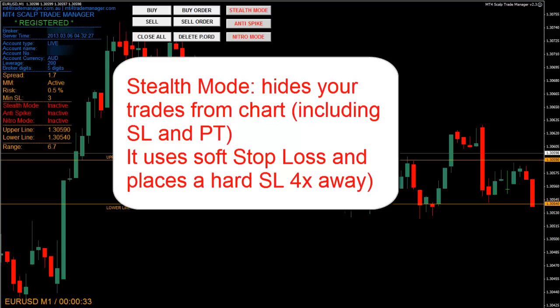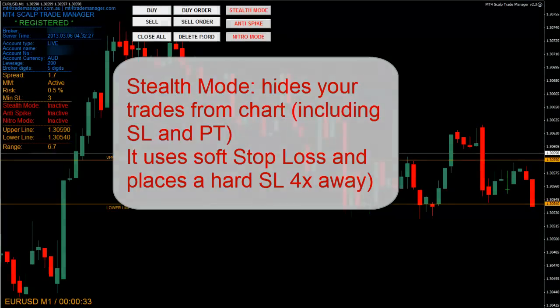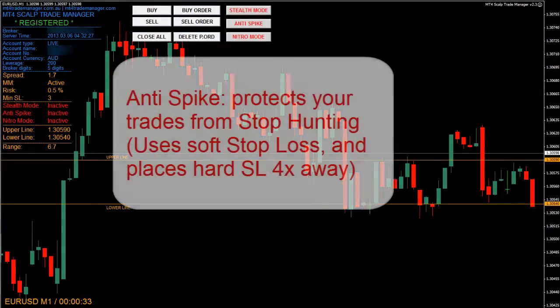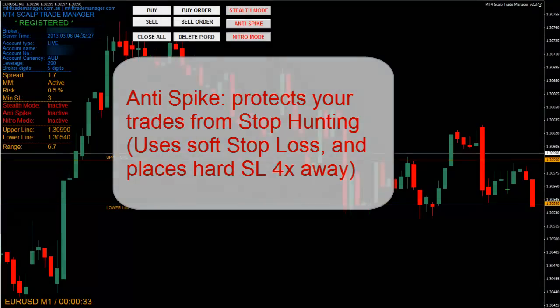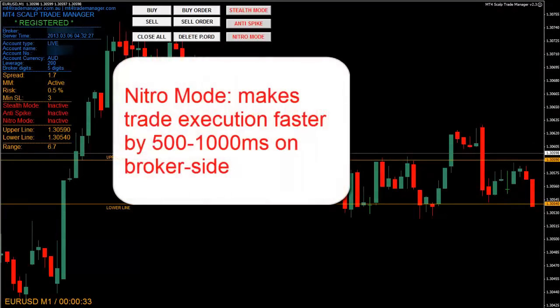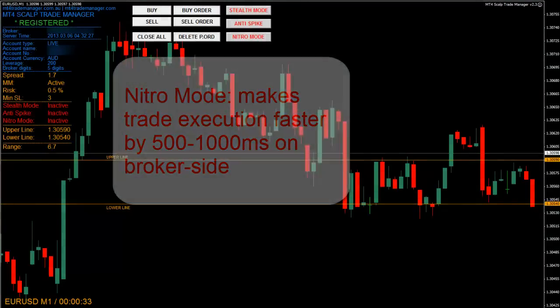If you have no connection problem, it will never be executed. The script monitors the price and executes your soft stop loss at the correct level. Anti-spike mode protects your trades from stop hunting. If the price only spikes in your stop loss level, it won't be taken out, it spares you unnecessary losses. Nitro mode is a fantastic tool that makes broker side trade execution faster by up to a second.